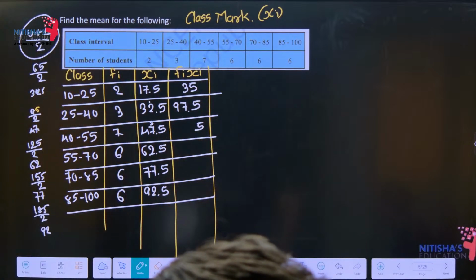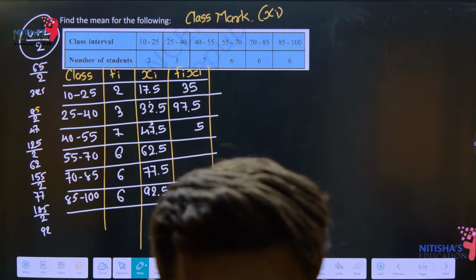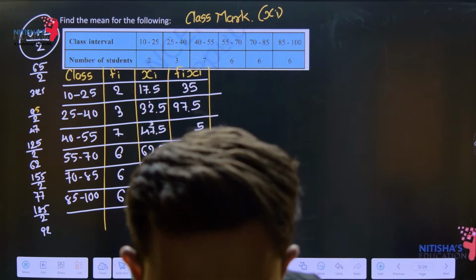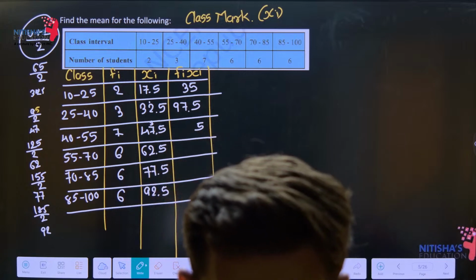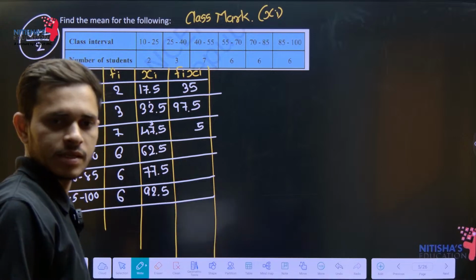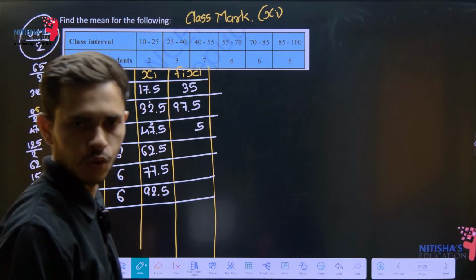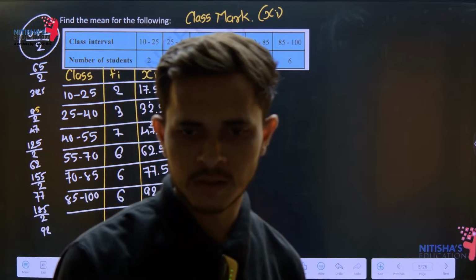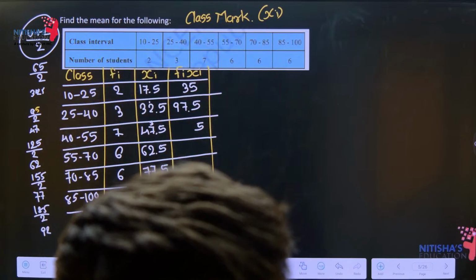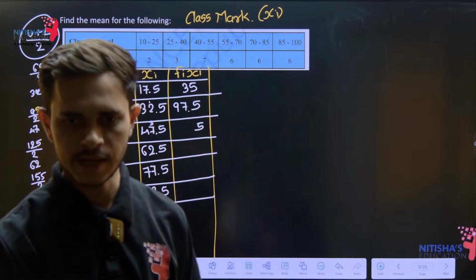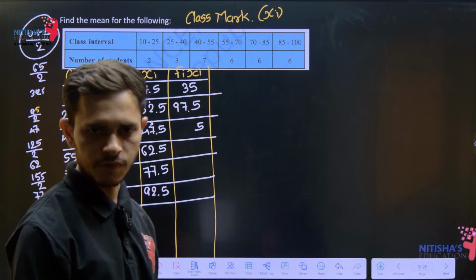Pratibha Waghela, which concept don't you understand, or which part do you want me to repeat again? Just type in the comment section so that we can cover it again. If you don't get any point, then you can just tell us in your comment, and we will repeat it again.